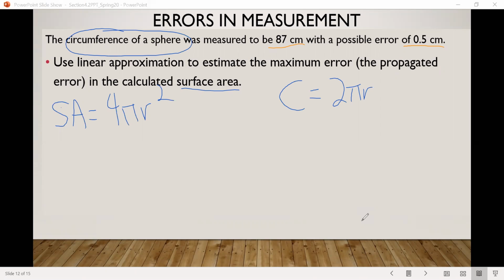So first thing I'm going to do, I'm going to rewrite the surface area formula. I'm just going to write it as A equals 4 pi r squared. So be careful, I'm talking about area there, but that's the surface area for the sphere.